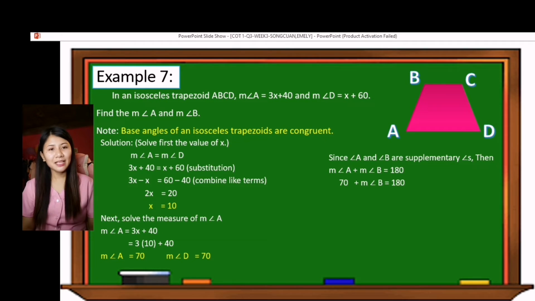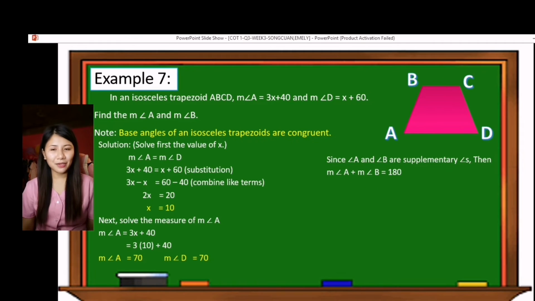Since angle A and angle B are supplementary angles, then the measure of angle A plus the measure of angle B is equal to 180.